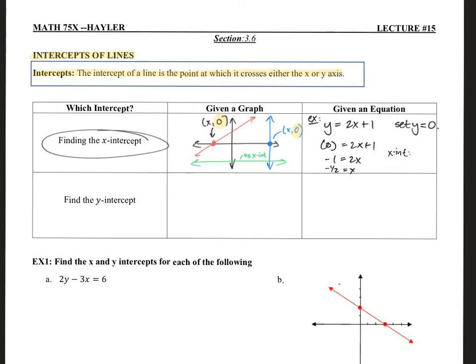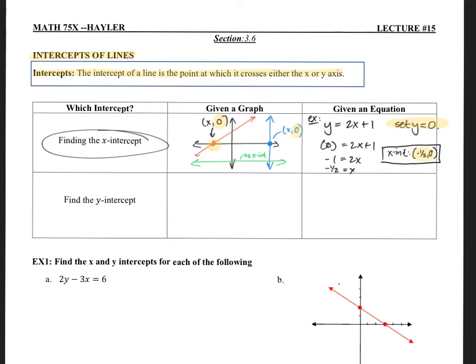Now you got to be careful here. This is one way that you need to show your work as well when you're showing work on an exam. It needs to be a coordinate point. Okay, this is very important. You wouldn't just say x-intercept negative half. You need to say x-intercept and then answer as a coordinate point. Very important once again. Please answer as a coordinate point. So, when you're given a graph, you're just going to look for the point at where it intersects, and when you're given an equation, you're going to set y equal to 0.